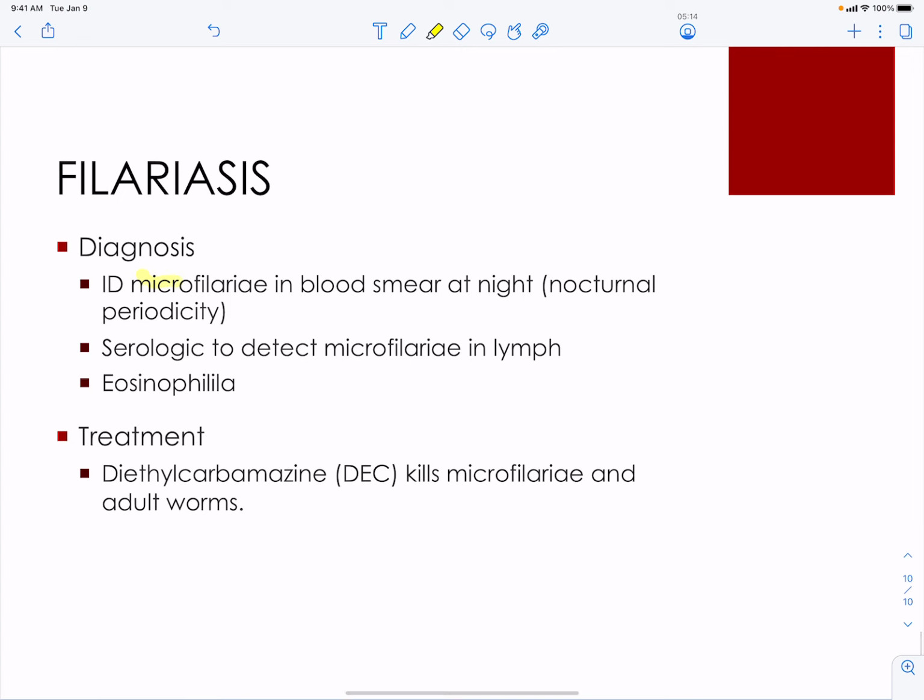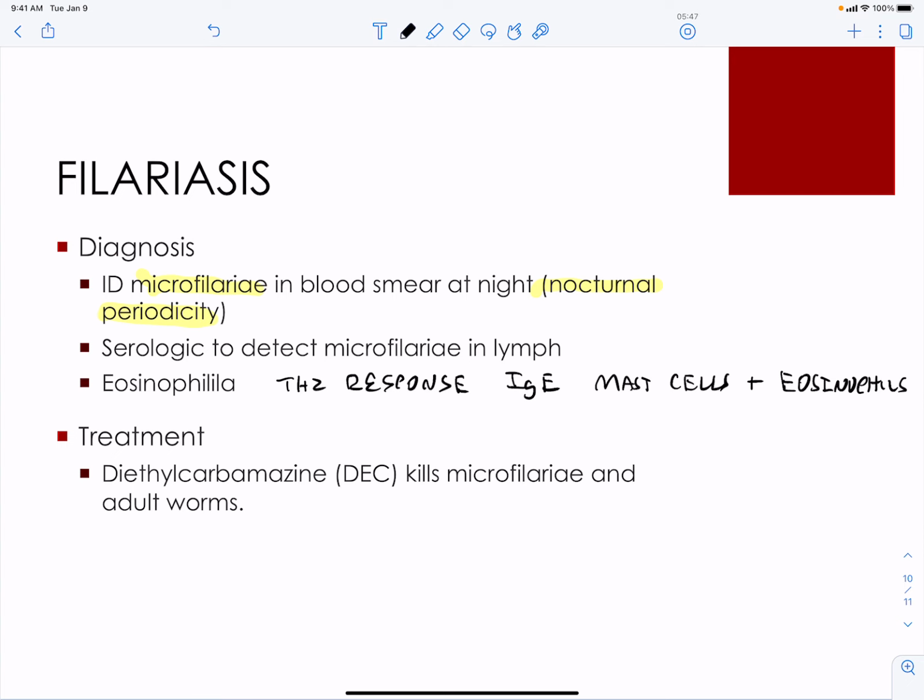Diagnosis is going to be by finding microfilaria in the blood smear at night, so it's nocturnal periodicity. And you're going to have eosinophilia. This is a parasitic infection, so that leads to a Th2 response, which is going to be IgE. And you're going to get your mast cells and your eosinophils. The treatment can be diethylcarbamazine, which is going to kill the microfilaria as well as the adult worms.